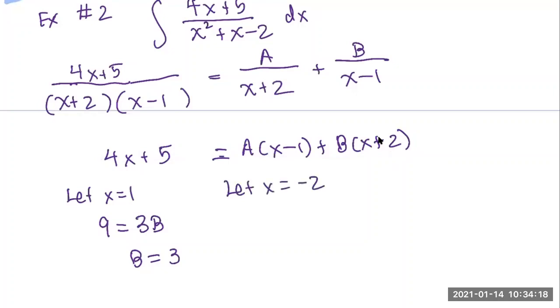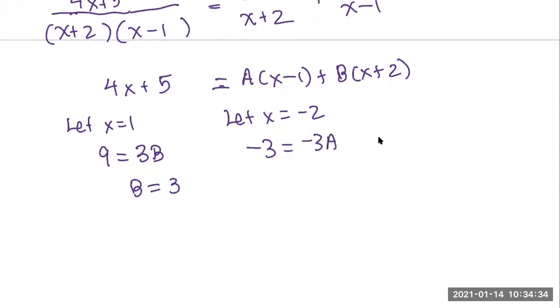Doing so, you are going to get -3 on this side: -8 plus 5 is -3. On the right-hand side, -2 plugged into this expression here gives you a -3. And A would therefore be equal to +1.